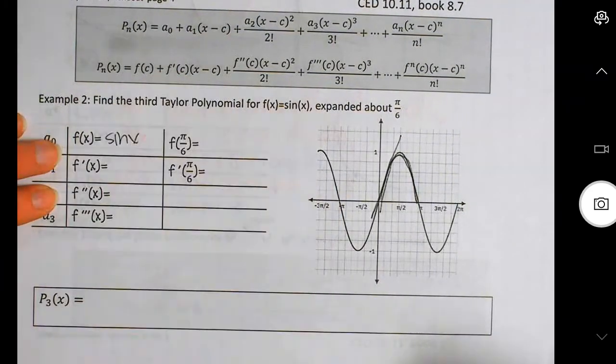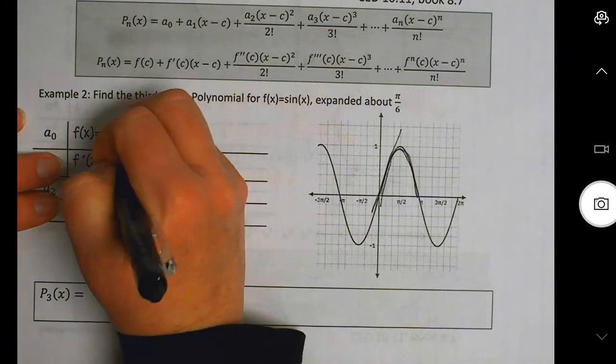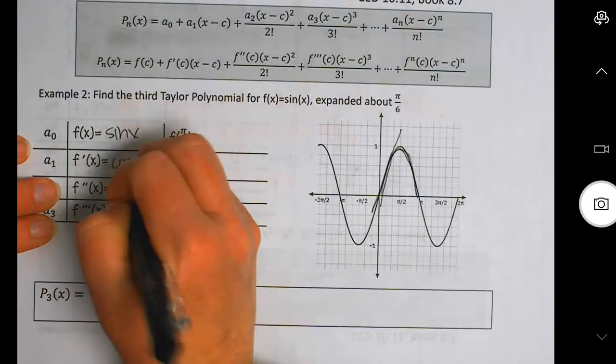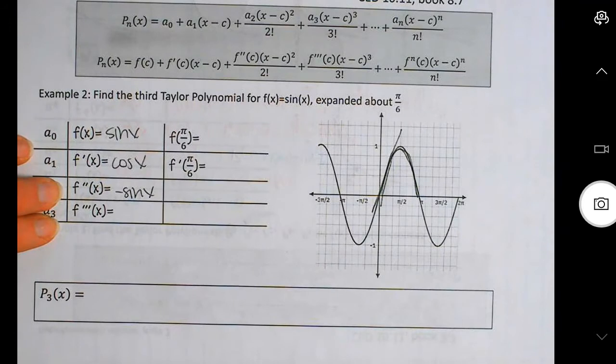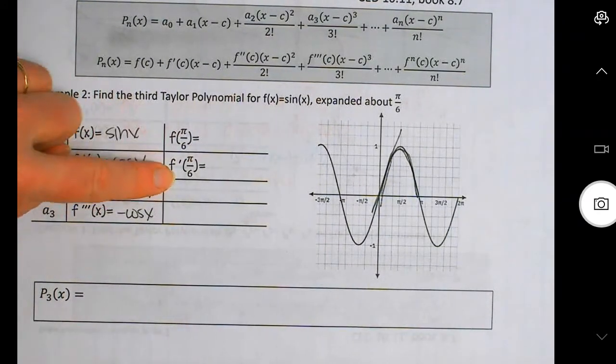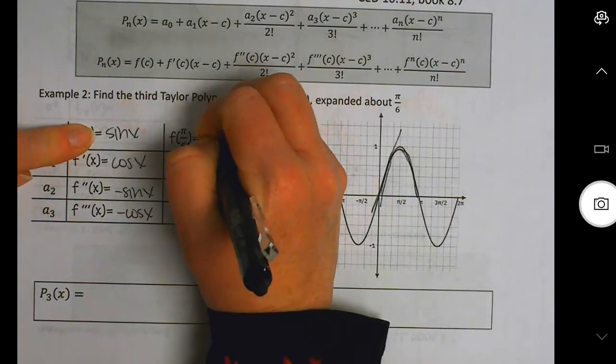Sine of x, first derivative, cosine of x. Second derivative, negative sine of x. Third derivative, negative cosine of x. So these are going to have the same values, alternating back and forth between positive or negative. So sine of pi over 6 is the square root of 3 over 2.